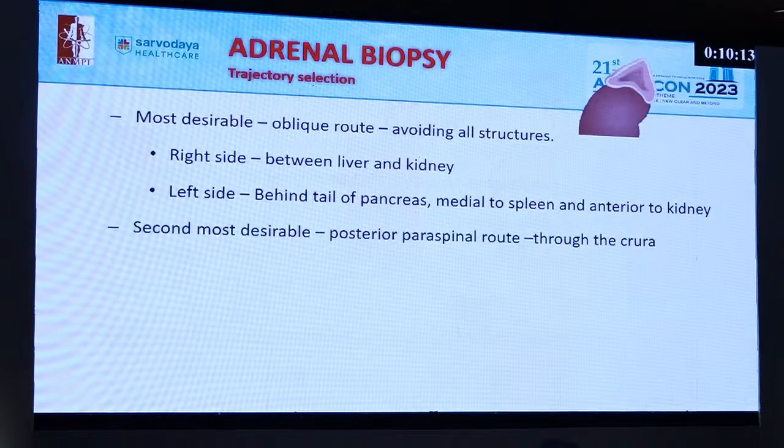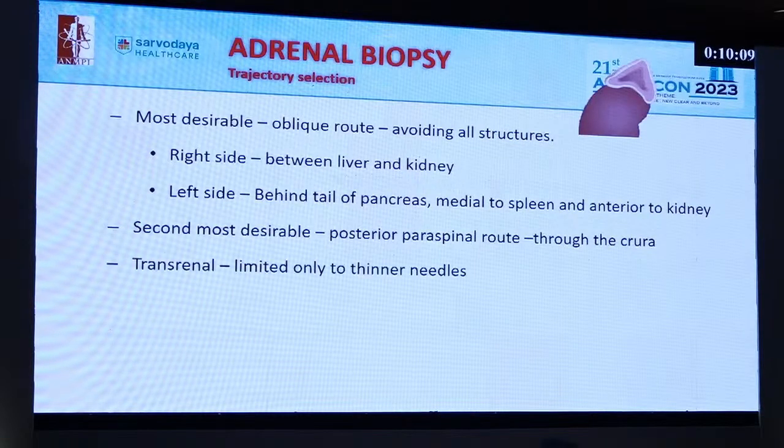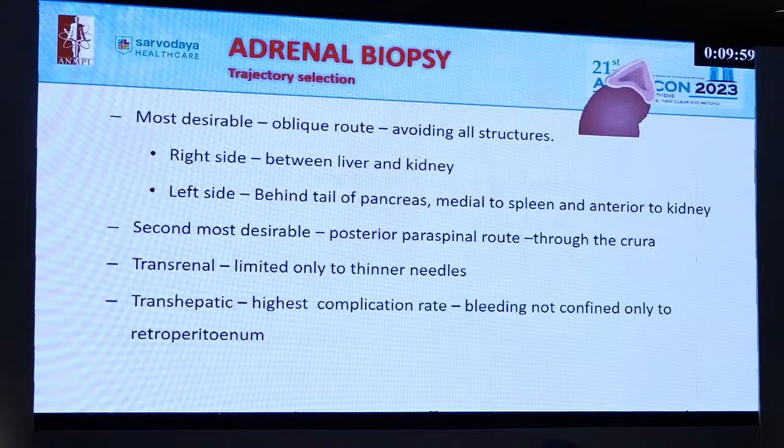The second most desirable approach is the posterior paraspinal route through the crura of the diaphragm. Sometimes a transrenal approach may be used, but it is of very limited use and very rarely tried. Sometimes a transhepatic approach is also tried, but it has high complications. Bleeding may happen, not only in the peritoneum but also in the liver.